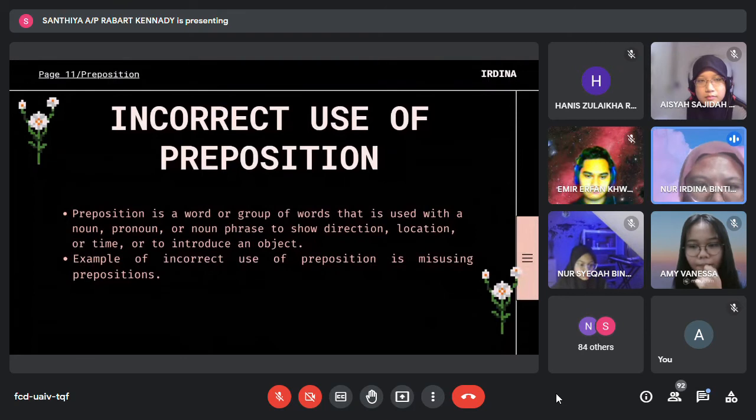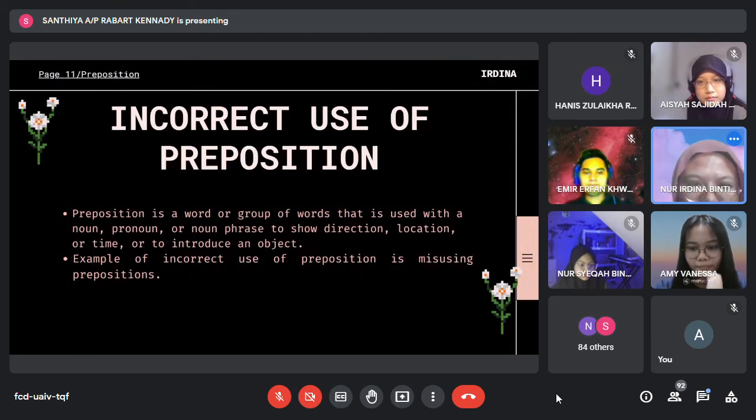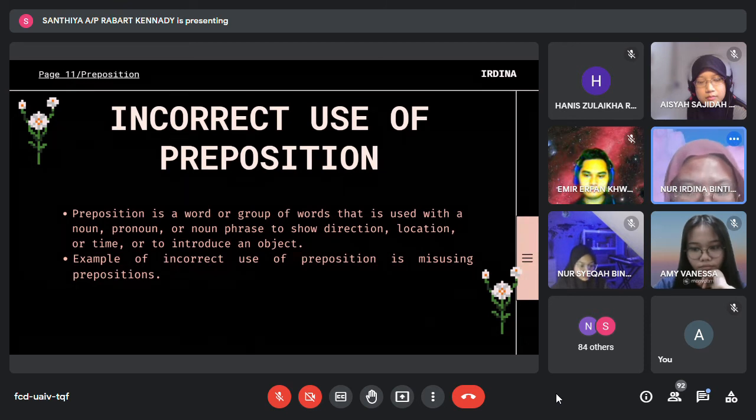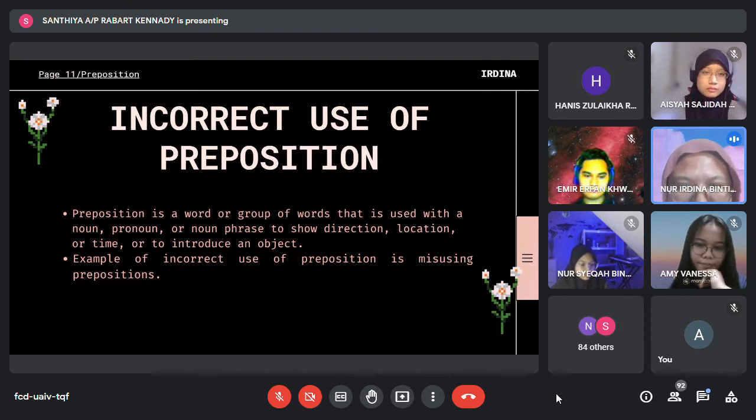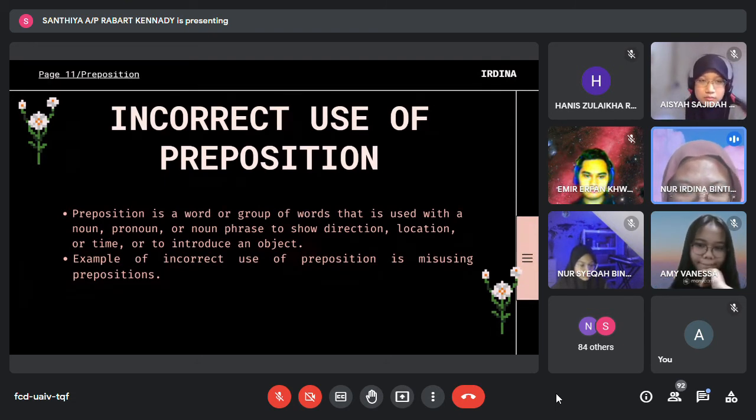Alright, I am going to present about preposition. First, I want to tell you that a preposition is a word or group of words that is used with a noun, pronoun, or noun phrase to show direction, location, or time, or to introduce an object. An example of incorrect use of preposition is misusing prepositions. Alright, let's move on to the next preposition error. Next slide, please.